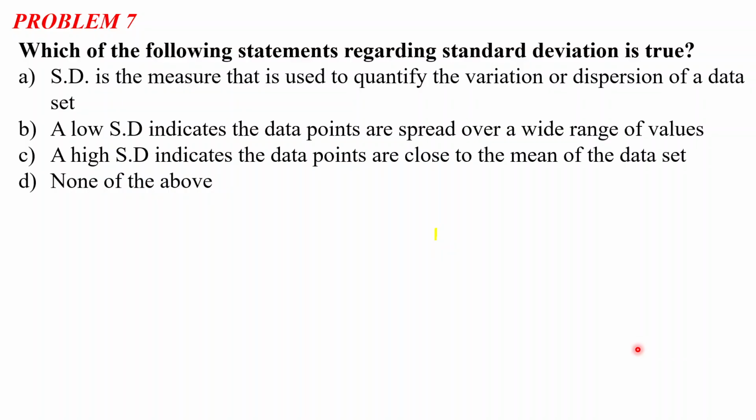Which of the following statements regarding the standard deviation is true? Number A, standard deviation is the measure that is used to quantify the variation or dispersion of a data set. Number B, a low standard deviation indicates that the data points are spread over a wide range of values. Number C, a high standard deviation indicates that the data points are close to the mean of the data set. And number D, none of the above. Which will be the correct answer for problem number 7? Which statement will be true? Let me know. I will wait for a minute and then I will check the chat box.